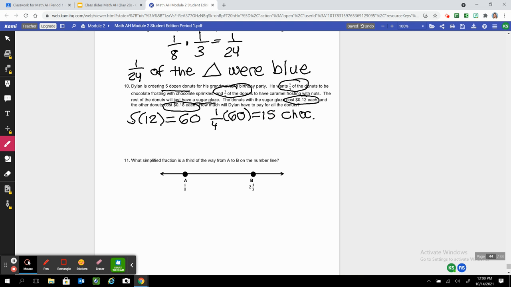I'm just going to abbreviate that. And then it says that 1/3 of the donuts have caramel. So 1/3 of 60 would mean that 20 donuts are caramel. Okay, so if I add up 15 plus 20, I have 35 donuts. So 15 plus 20 is 35 donuts so far.